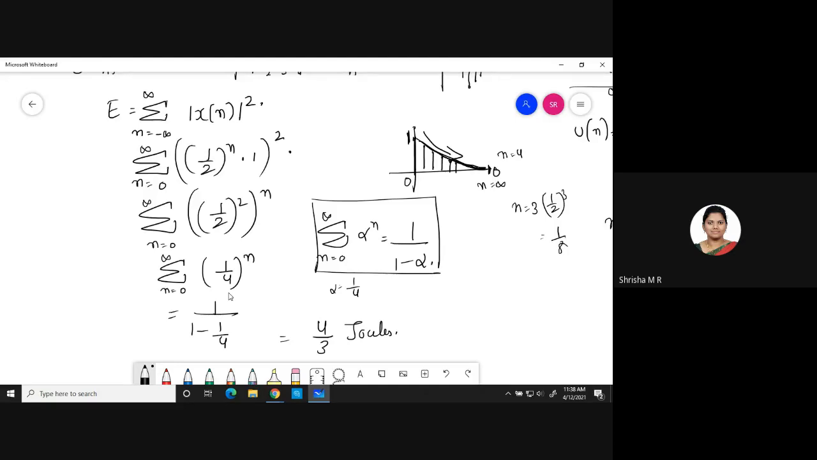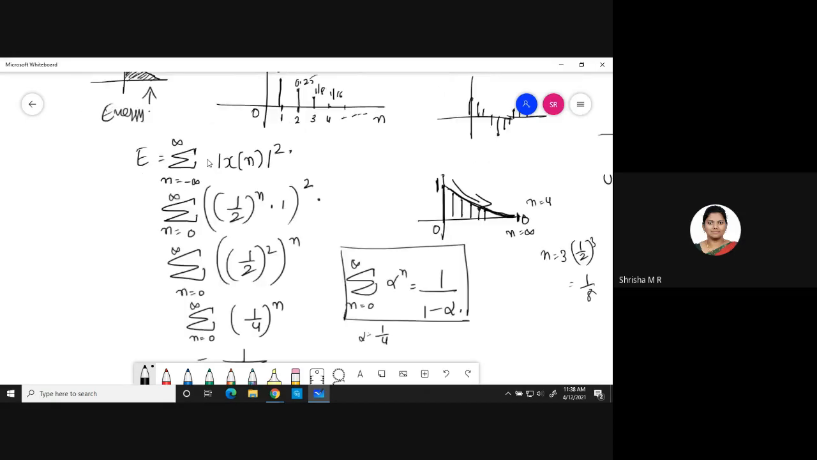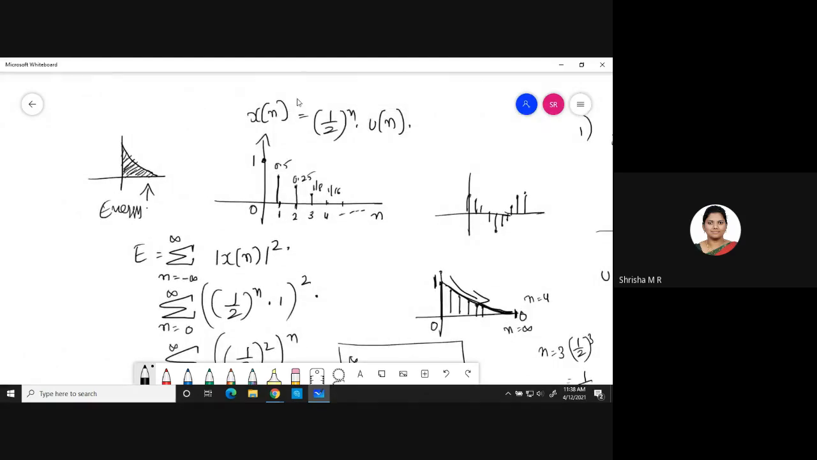Yes, ma'am. As of now, you understand that if the signal is finite and non-periodic, with diminishing amplitude, then it's an energy signal. You understand like this step by step. We'll understand energy and power signals in detail in coming classes. So this is an energy signal because it has diminishing amplitude. Its amplitude will reach 0 at n equal to infinity, and it's a finite signal, so it's an energy signal.